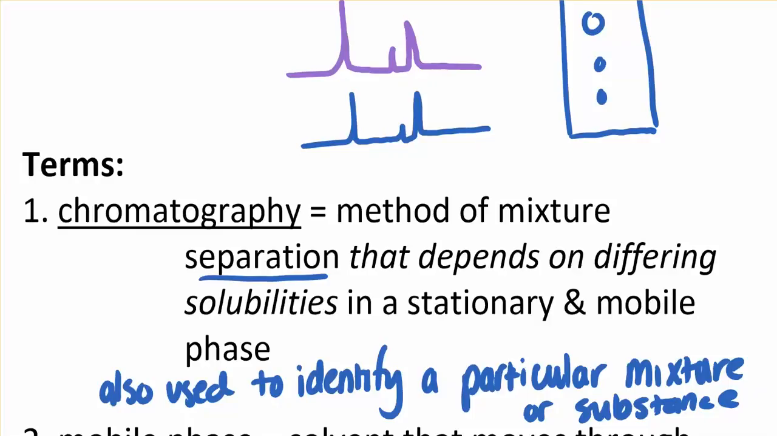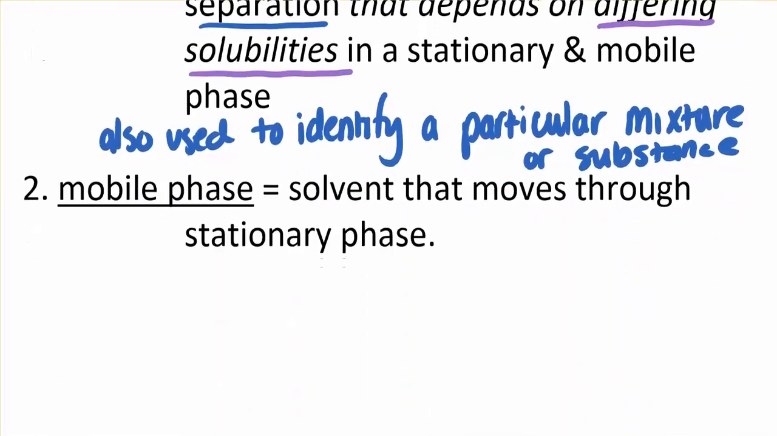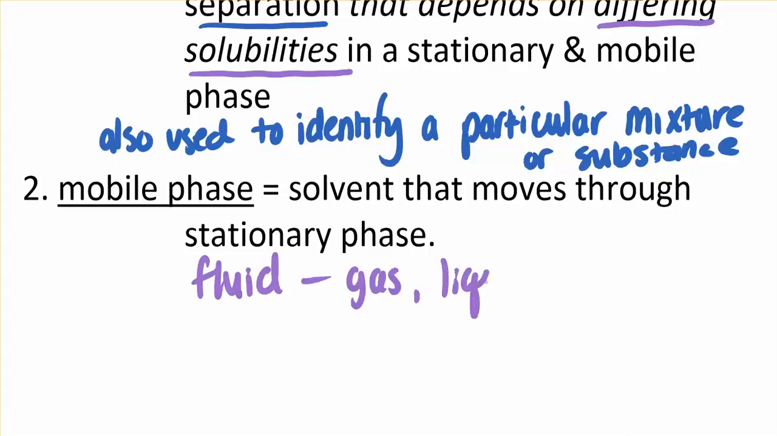It depends, chromatography depends on differing solubilities. And another way to say that is differing attractions. We're talking about attractions from one molecule to another, or ions to molecules, attractions between particles. All chromatography involves a mobile phase. The mobile phase needs to be a fluid. Fluid means it's a gas or a liquid. It flows through the solid phase.